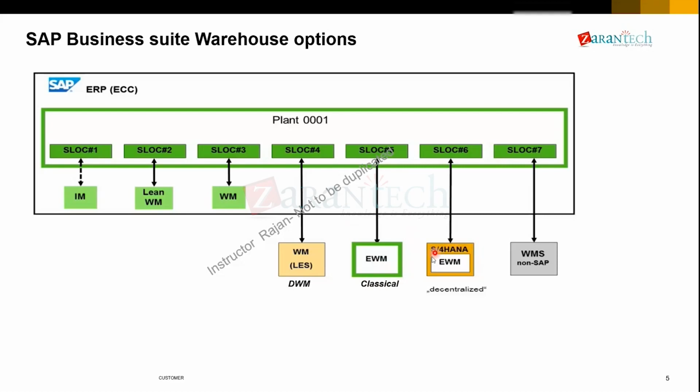Or S4HANA EWM itself, some of the sites may be running implemented EWM on S4HANA, or it could be a non-SAP WMS solution. So these are the possible ways of storage location mapped or maintained in the form of the warehouse extension, I would say. Some still remain in IM, but others are all warehouse managed. Are there any issues in understanding this slide? Let me know if you have any clarifications.